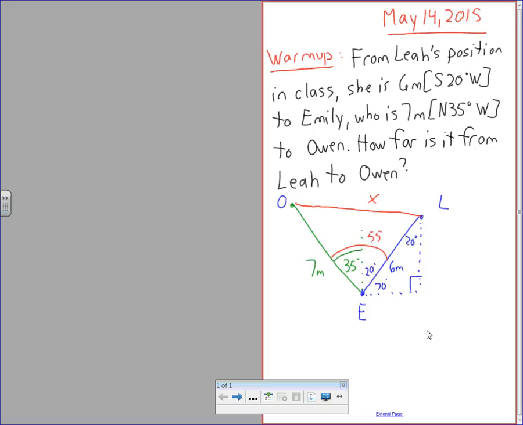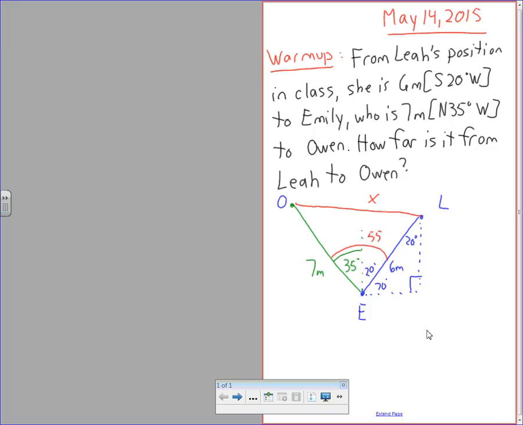Now before you guys are freaking out saying this is impossible, in today's lesson, Leah will be 6 meters in the air, Emily will be 4 meters underground, and Owen will be 100 meters up in the air for this question. Okay, right? So instead of everyone being on a flat level, today we're moving on to the third dimension where there's more stuff going on.